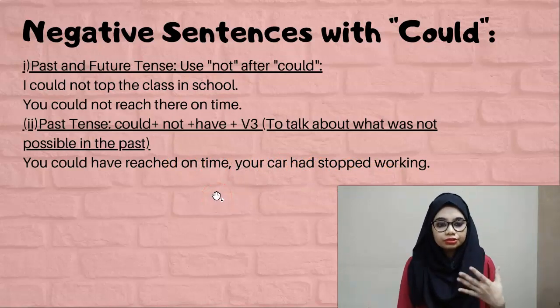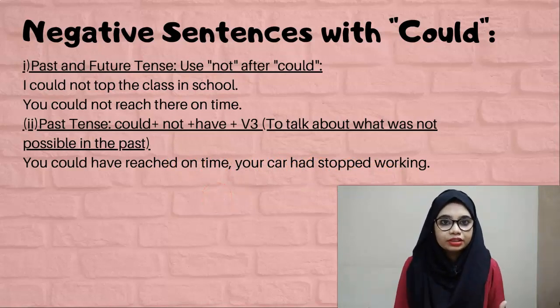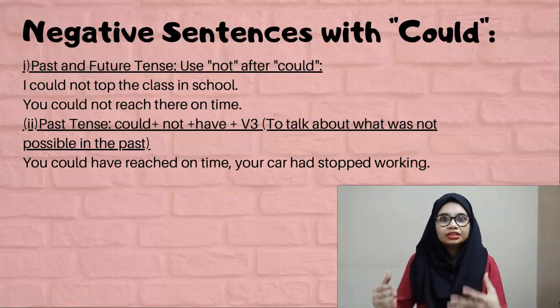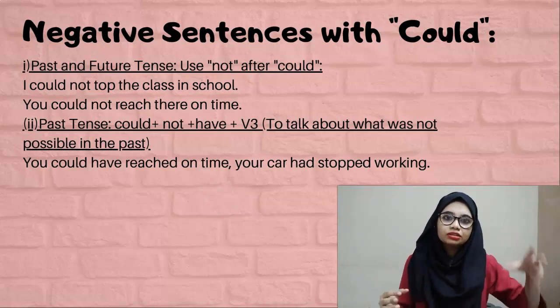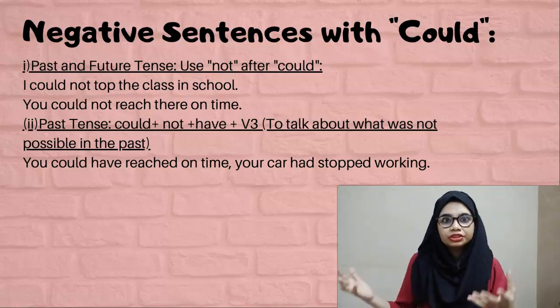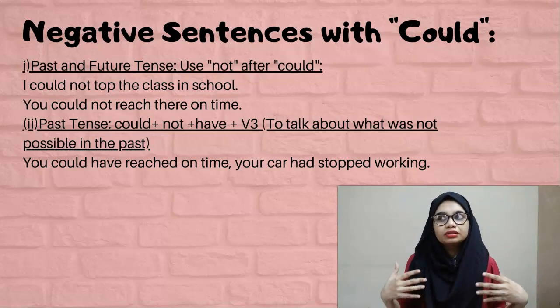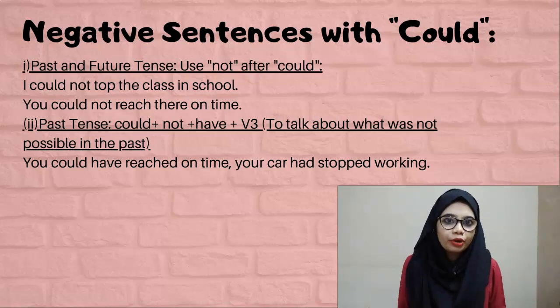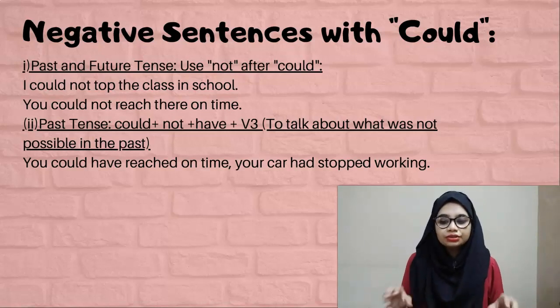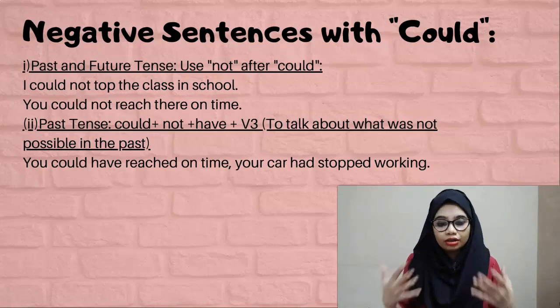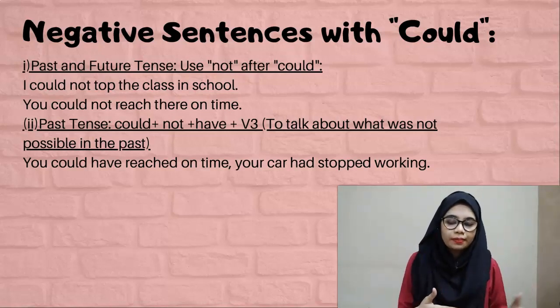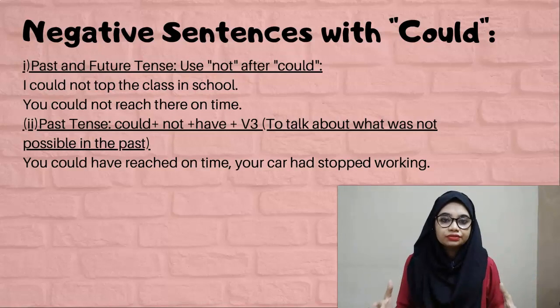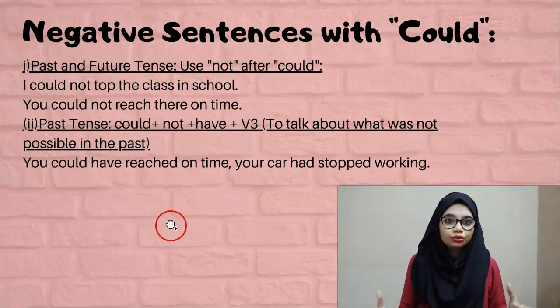So if you want to talk about what was not possible in the past, an action that was finished and you are just looking back and thinking, I wish this could have happened, I wish that could have happened, but you're being told that no, that was not possible given the situations. So again, you could say could not have reached on time because of so and so reason. So this is how you use negative sentences with could.